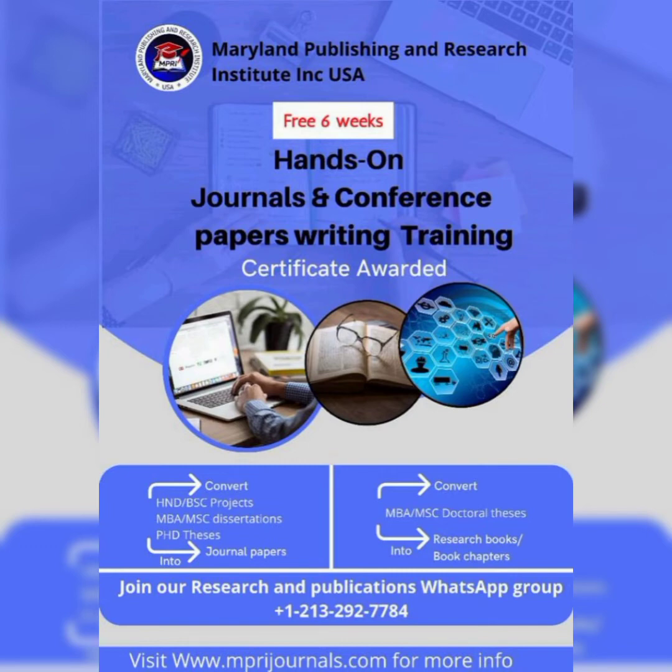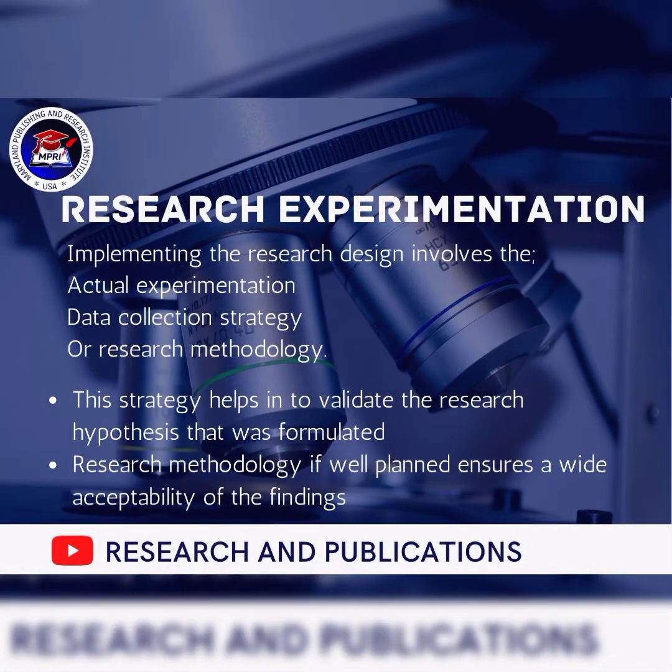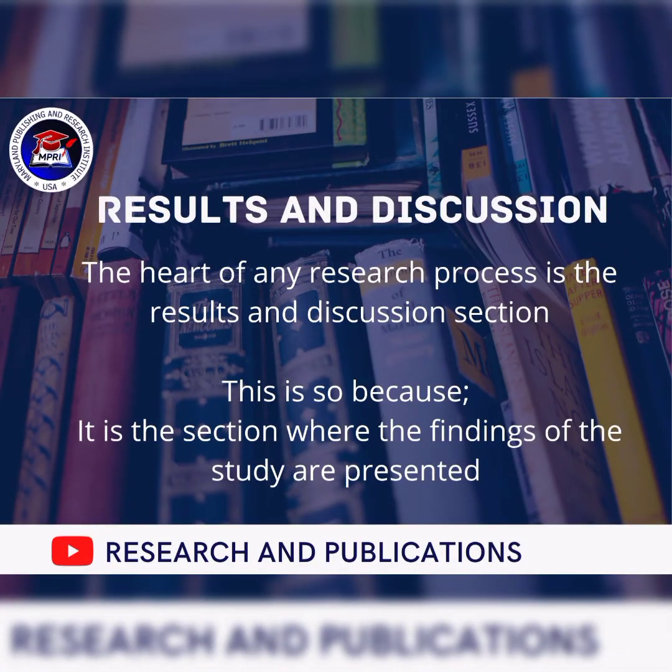made use of. Number 5, implementing the research design, which involves the actual experimentation, data collection strategy, or research methodology. In this part of the study, the authors would have to carry out an experiment or collect primary data that is needed to validate the research hypothesis that was initially formulated. Prior to the actual data collection, the research methodology should be strictly planned to ensure a wide acceptability of the findings.